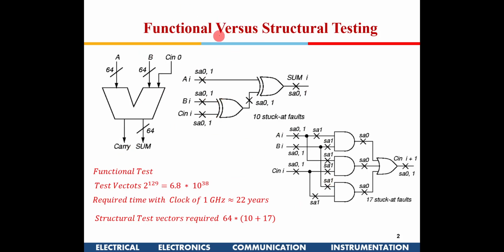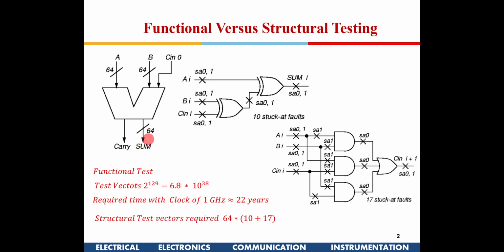So this we saw, functional testing versus structural testing. Like we discussed last time, if I have a 64 bit by 64 bit adder plus a carry in, it becomes 129 inputs. Different combinations are possible. If you try to give each combination and see if the output is correct, then at 1 gigahertz frequency, these many test vectors are required, 2 to the power of 129, and it would take 22 years. Just for this one.